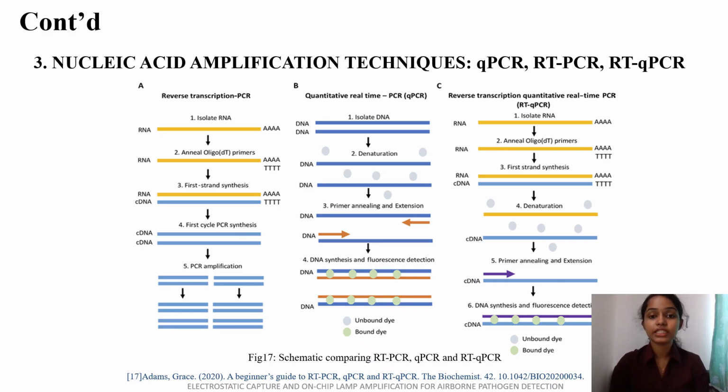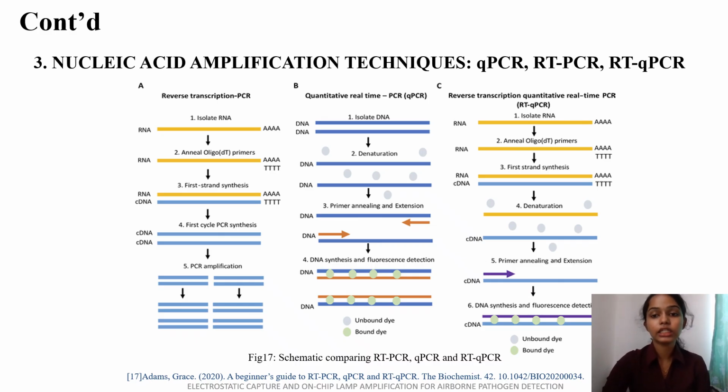The second one is quantitative real-time polymerase chain reaction, that is qPCR, used for DNA targets. PCR amplification happens and a fluorescent dye binds DNA. Signal measurement is done in real time, and it measures how much DNA is present, providing quantitative data.